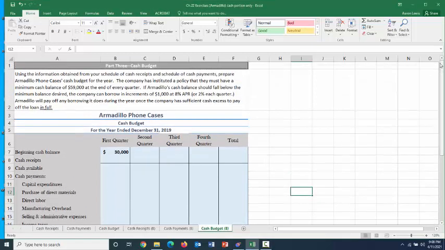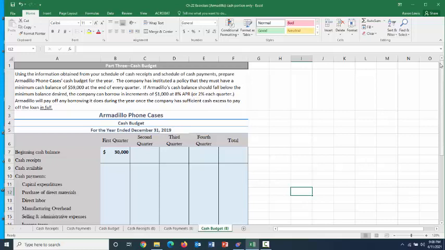And now that Armadillo Phone Cases has prepared their schedule of cash receipts and their schedule of cash payments, they can make out their cash budget. For the most part, what we're going to do preparing this cash budget is just pull numbers off of our schedule of cash receipts to find out when money is coming in, pull numbers off our schedule of cash payments to find out when money is coming out.